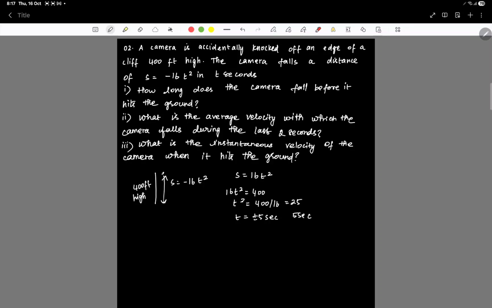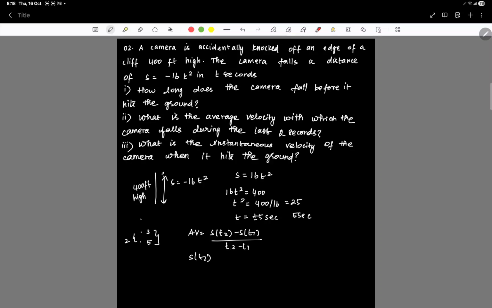Okay. They have asked the average velocity with which the camera falls during the last 2 seconds. So from here to here, it takes 5 seconds. For the last 2 seconds, the initial point will be 3. So we have to find the average velocity between these 2 points. Average velocity is equal to s of t2 minus s of t1 divided by t2 minus t1.